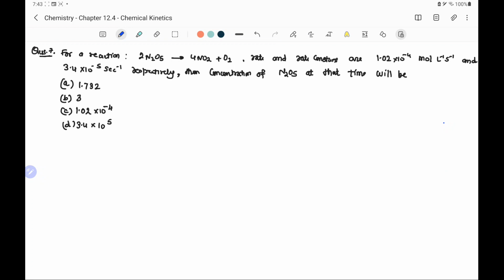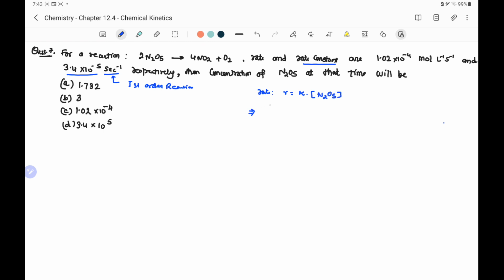Seventh question is, for a reaction 2N2O5 which gives 4NO2 plus O2, rate and rate constants are given. Then what is the concentration of N2O5 at that time? If we see the rate constant, its value is given 3.4 into 10 to the power minus 5 per second, and from this unit per second we can say that the reaction is the first order reaction. And for first order reaction, rate R is equal to rate constant and the concentration of the reactant, whose order is 1.